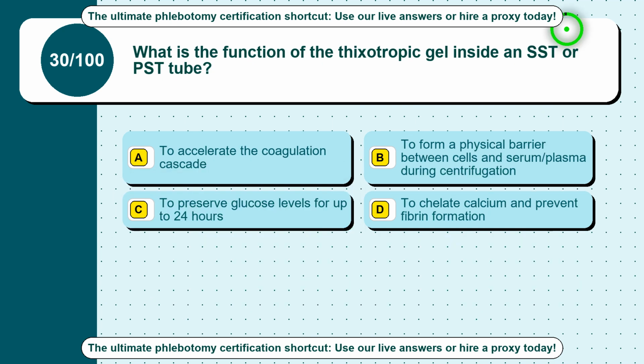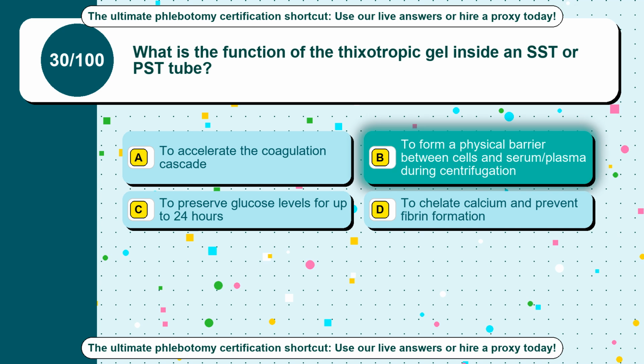Question 30. What is the function of the thixotropic gel inside an SST or PSD tube? Option A, to accelerate the coagulation cascade. Option B, to form a physical barrier between cells and serum/plasma during centrifugation. Option C, to preserve glucose levels for up to 24 hours. Option D, to chelate calcium and prevent fibrin formation. The correct answer is option B, to form a physical barrier between cells and serum/plasma during centrifugation.